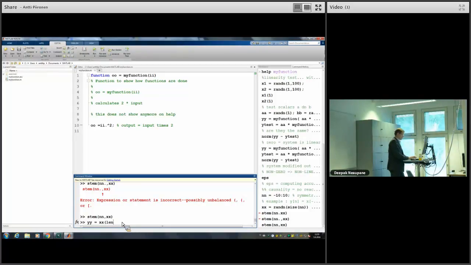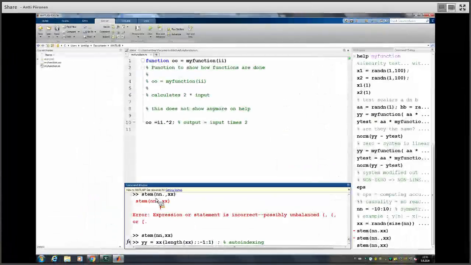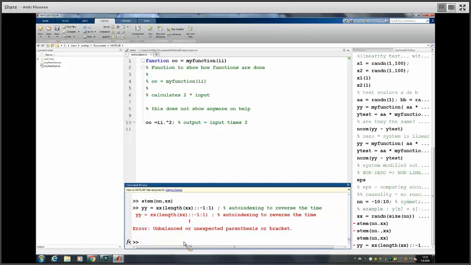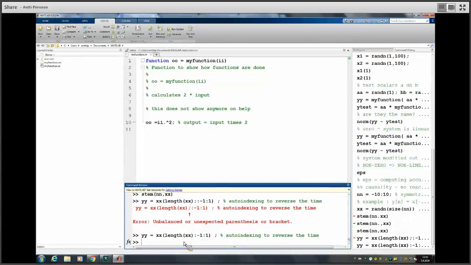xx of that one, with the time step of -1 until index 1. Okay. Using auto indexing again. Whoops. Again, I have a typo there.